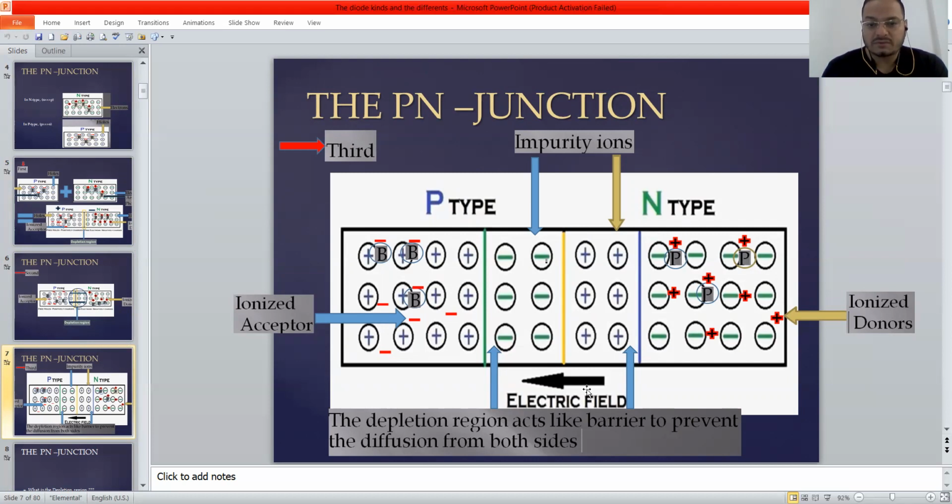Another question is why the electric field goes from the n-type to the p-type. Let's focus on these few questions and try to answer all of them in the next slide. The depletion region acts like a wall to prevent diffusion from both sides. Like I said before, let's go to another slide.